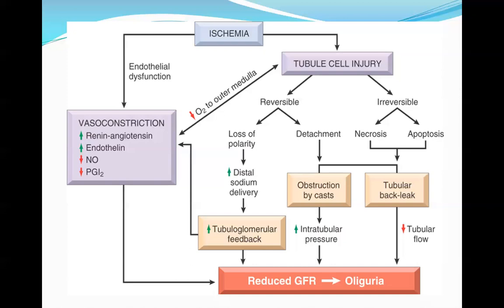On the other hand, this irreversible injury can cause necrosis and apoptosis. In both of them, the epithelium, which is detached from the basement membrane, comes in the center. It is causing blockage of the tubules. So there will be an increase in intratubular pressure and a decrease in GFR, plus the tubular back leak, meaning the fluid will go up and then enter into the interstitium. So there will be interstitial edema and inflammation.